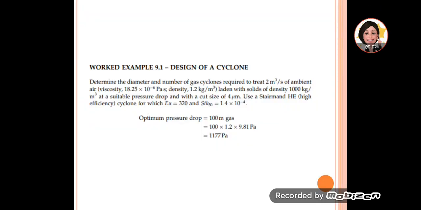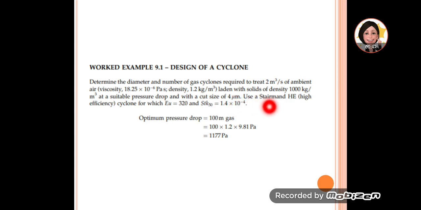Right, let's look into the worked example of a cyclone design. These examples are from Martin Rhodes' textbook, Introduction to Particle Technology. In this question, they want us to determine the diameter and number of gas cyclones required to treat this amount of ambient air with these characteristics, viscosity and density, and the solid density is given, at a suitable pressure drop. The pressure drop is given in terms of 100 meter height, and the desired cut size is 4 micrometer.